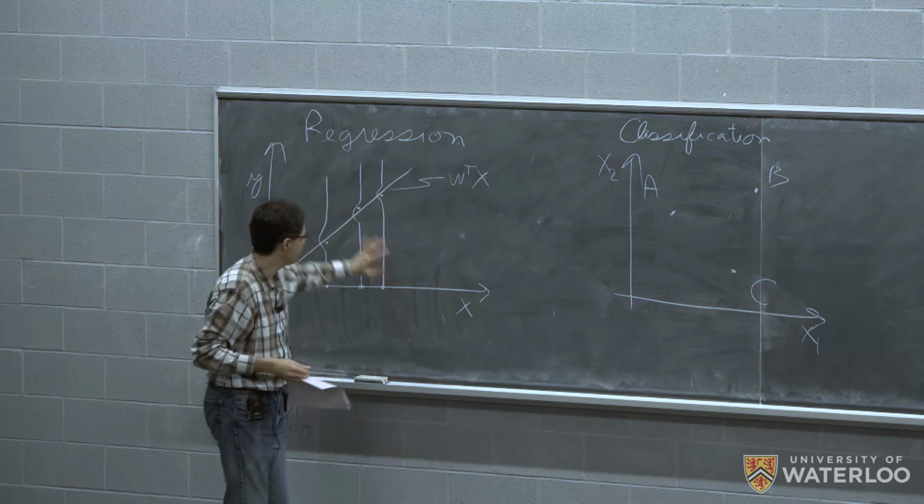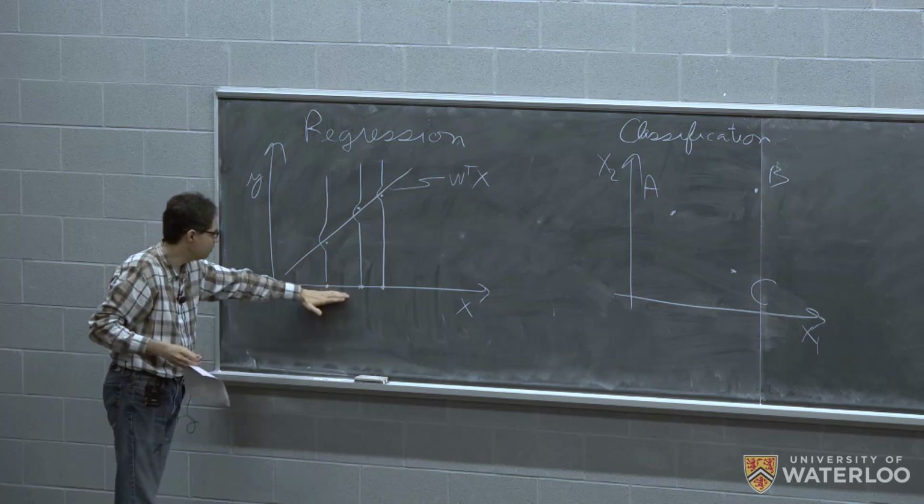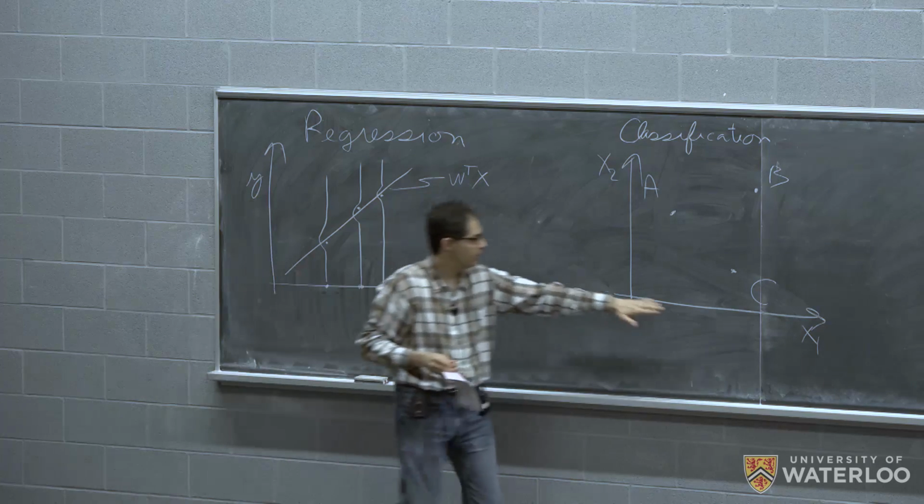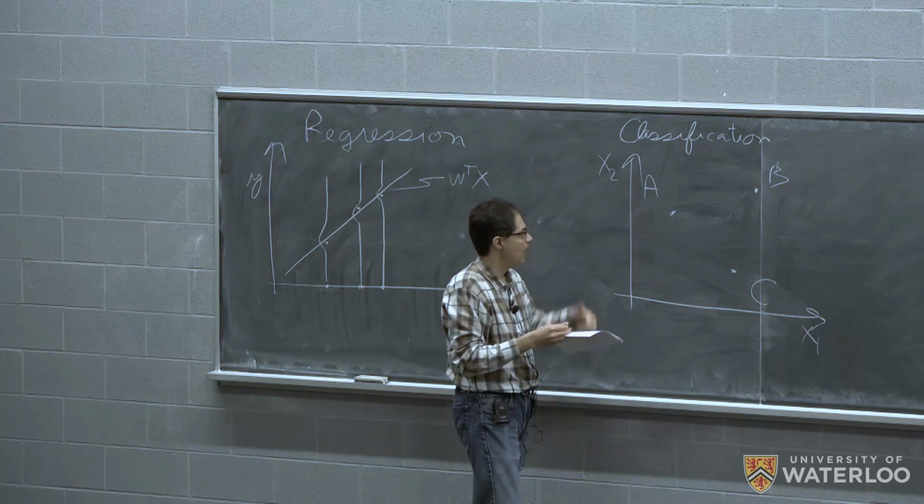Okay, so this is a little bit different than this plot. So this plot here had input, output. Here, this is both input, input. Okay, and now I'm going to draw.